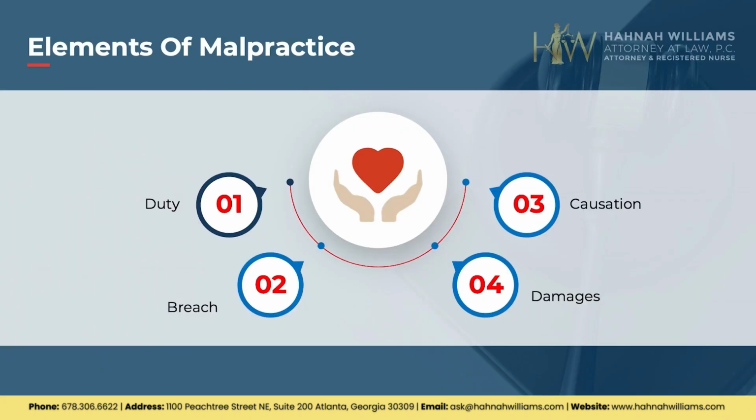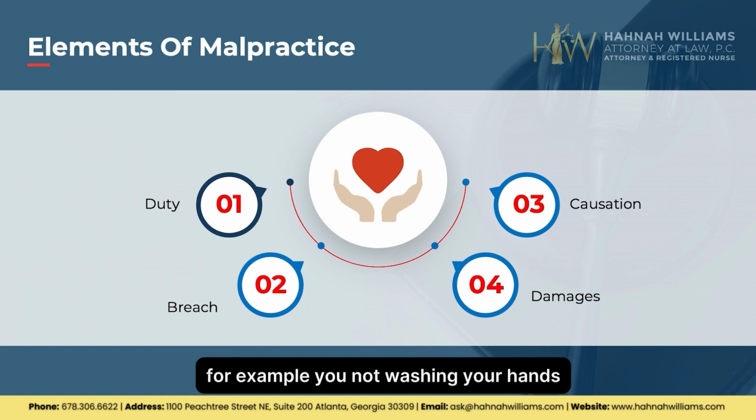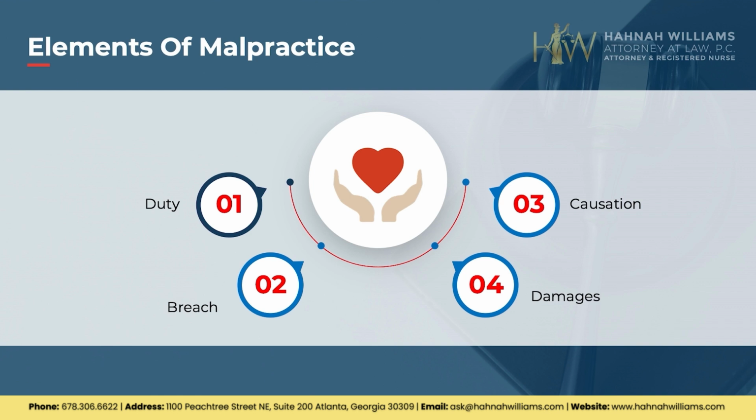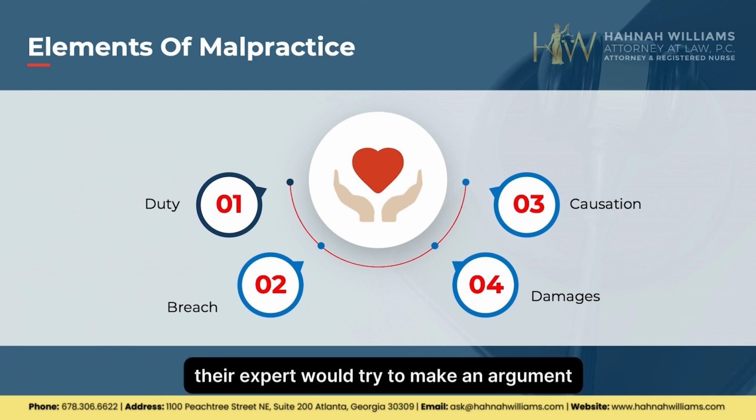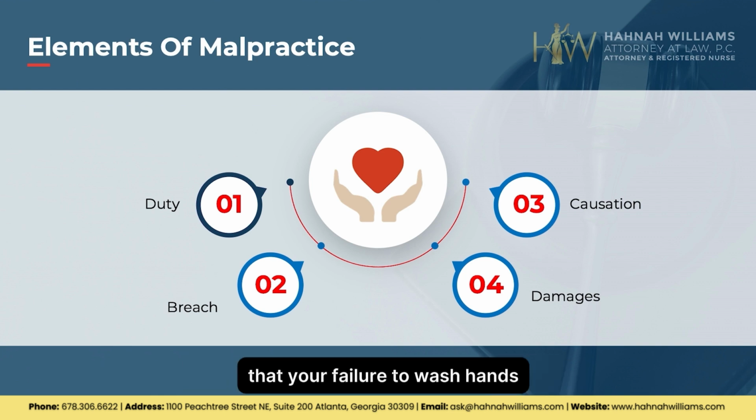So causation, for example, you not washing your hands, and they found for some reason that you did not do that before you did the dressing change. They would have to prove that your failure to wash hands actually caused the damages, which are the infection, and the infection, which caused the amputation. Let's say that one more time. So, if one of the things they found that you didn't do correctly was your failure to wash hands, their expert would try to make an argument that your failure to wash hands introduced some type of pathogen into the wound, which caused a severe infection necessitating an amputation.